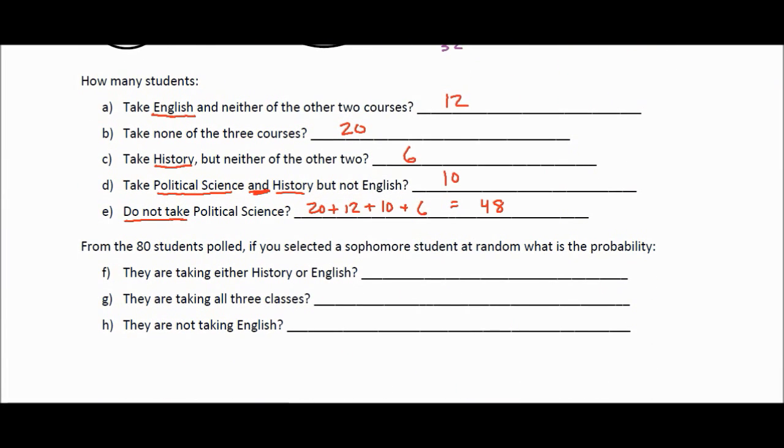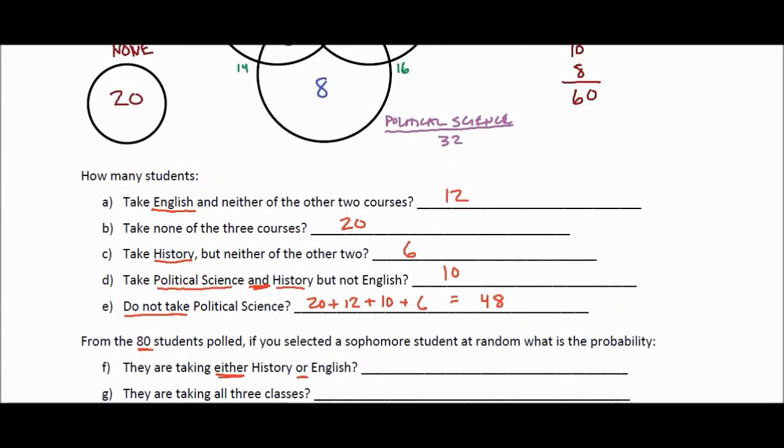Alright, let's figure out some probabilities. From the 80 students polled, if you select a sophomore student at random, what is the probability? Class, take a look at this. This is telling you we are including all 80 students. That means the bottom of our fraction will always be 80 because that's the total number of students that were actually polled. If you select a sophomore student at random, what's the probability they're taking either history or English?